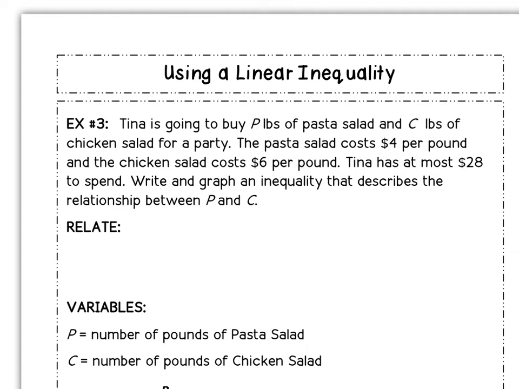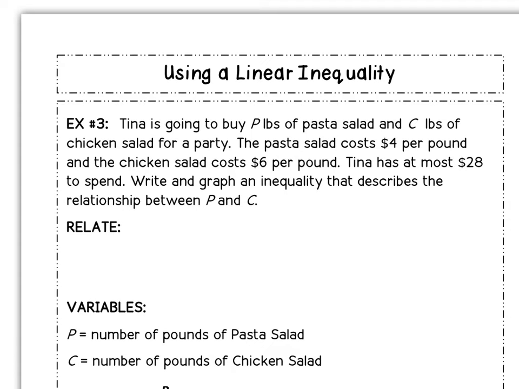So for our first word problem here, Tina's going to buy P pounds of pasta salad and C pounds of chicken salad for a party. The pasta salad costs $4 per pound, and the chicken salad costs $6 per pound. She has at most $28 to spend. So that means she can't spend over that, but she could spend $28. We're going to write and graph an inequality that describes the relationship between P and C.